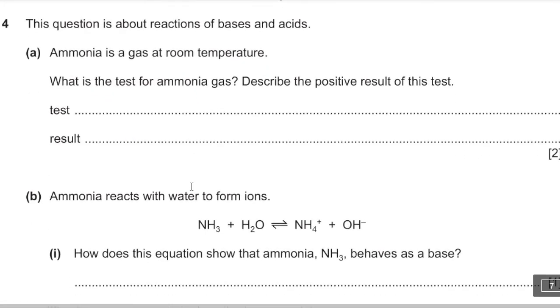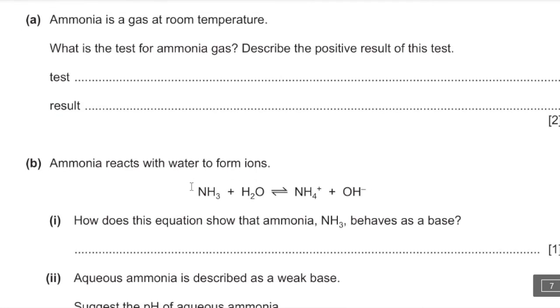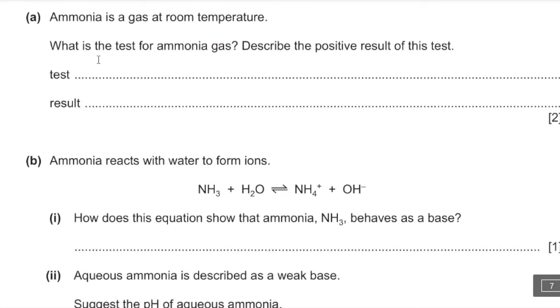4. This question is about reactions of bases and acids. A. Ammonia is a gas at room temperature. What is the test for ammonia gas? Describe the positive result of this test. So the test is damp litmus paper, and it turns blue in the presence of ammonia, because ammonia is basic in nature.